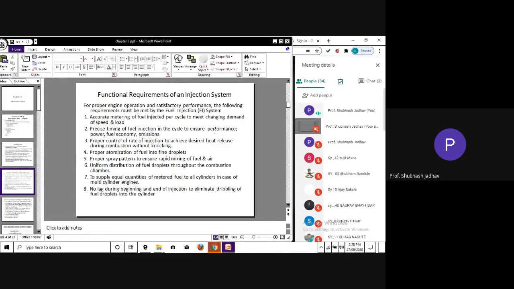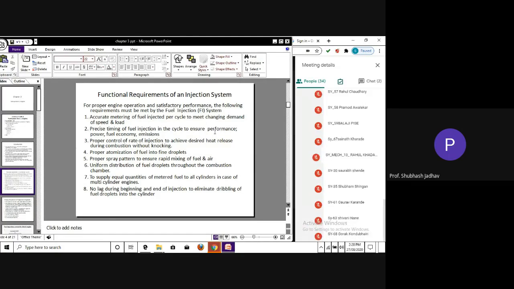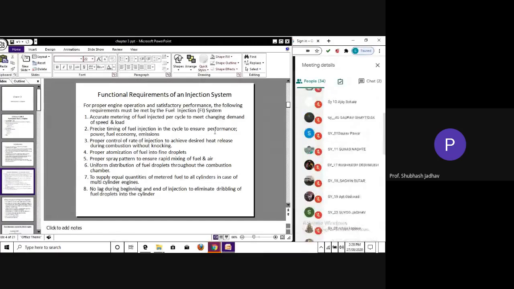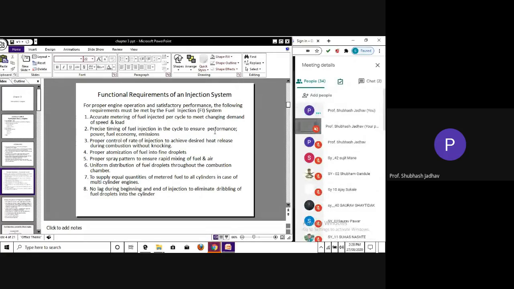So in order to ensure this, the proper timing is very essential, and that is why you might have heard about when sometimes when you go to the mechanic, they may say that that is a timing change, isn't it? So that is the problem. So that is where the timing of the injection becomes very important.